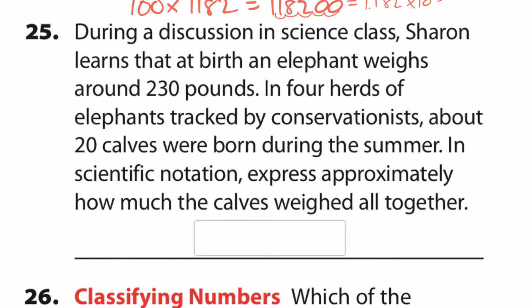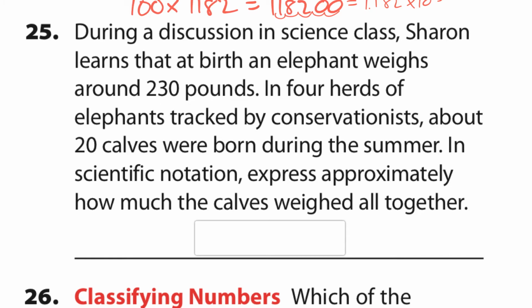During a discussion in science class, Sharon learns that at birth, an elephant weighs around 230 pounds. In 4 herds of elephants tracked by conservationists, about 20 calves were born during the summer. Use scientific notation to express approximately how much the calves weighed all together. Okay, so I would multiply these two together.